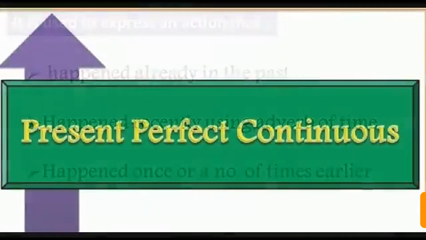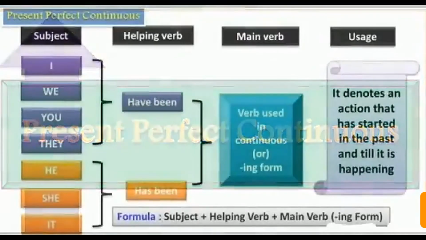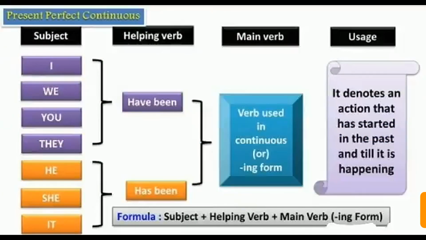Now let us talk about present perfect continuous tense. Earlier we have seen the three parts of simple present tense. This is the last one. You just see, when the subjects I, we, you or they are there, then the helping verb have been will be used, then the main verb. And if the subjects are he, she or it, then the helping verb has been will be used with it. So the formula will be subject plus helping verb, then the main verb plus the ing form of the verb. And what is its usage?